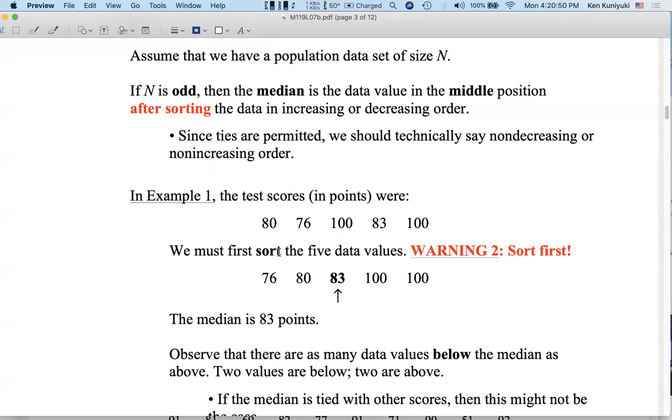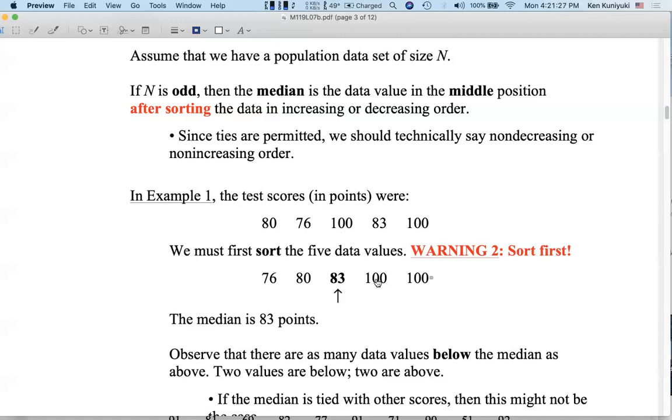So let's start with the lowest score, which is 76 points. Then the next lowest score is 80 points. And then the next lowest score is 83 points. Now, if you recognize that the median is going to be the 3rd lowest score, then we can stop here. Later on, we'll talk about the median position number, which will tell you which score you need. In this case, we need the 3rd lowest score. How do you know which score you need? But once you know that 83 is the 3rd lowest score, then you're done.